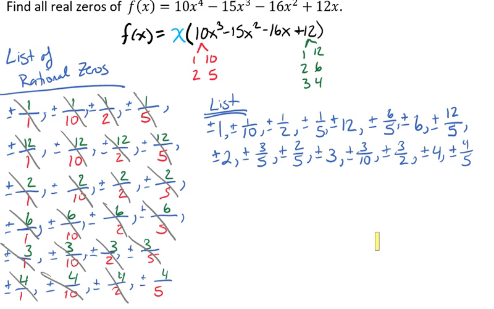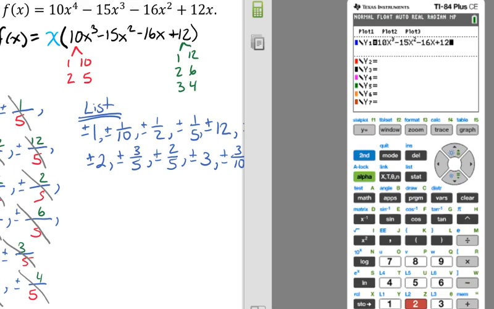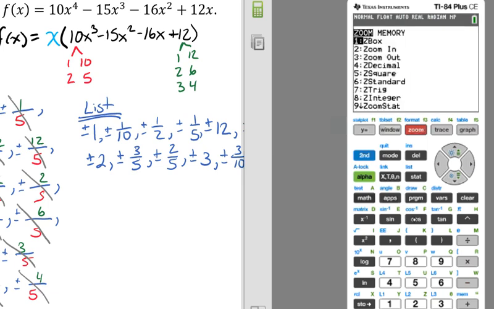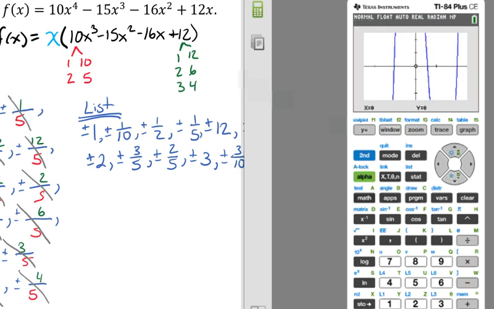Now that's going to be pretty rough to try and plug that all in, right, using synthetic division. That's a lot of choices. So we're going to use our calculator to kind of help this along. So I'm going to give us some more space. We're going to grab our graphing calculator and plug in our equation, our 10x to the third minus 15x squared minus 16x plus 12. We're going to hit graph, and we could probably zoom in a little bit to make this easier to see.